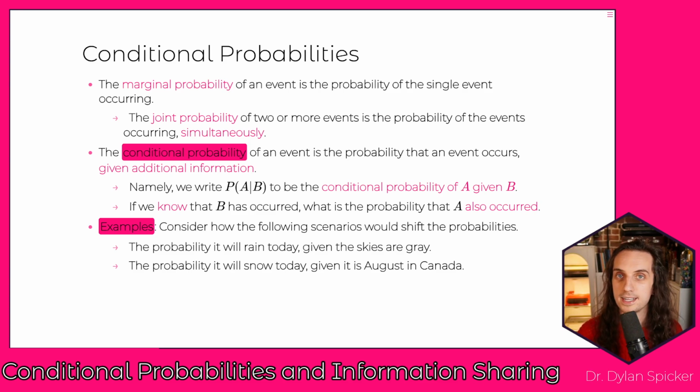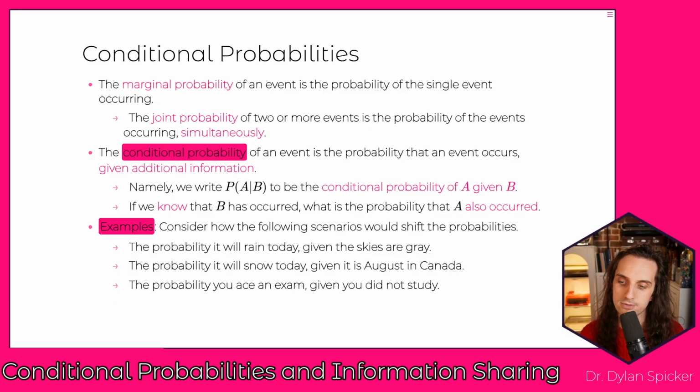Now, what's the probability that it snows today? Again, we could think about this as just a marginal probability. But what if we know the information that it's August and that we live in Canada? Okay. So given that it's August and living in Canada, the probability that it snows today is going to be quite small. If we don't know that piece of information, then perhaps the probability is quite a lot larger. Right? So we have to think about, well, what information do we have? And the conditional probability is going to take that into account.